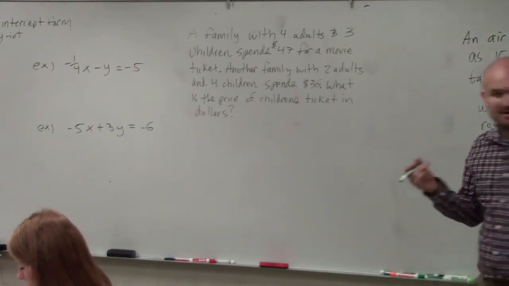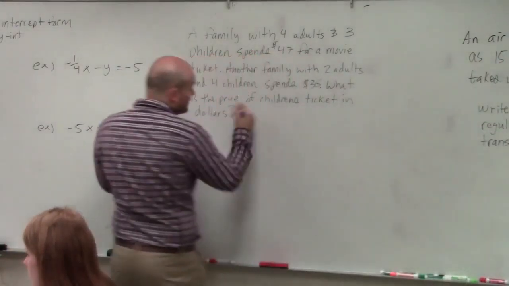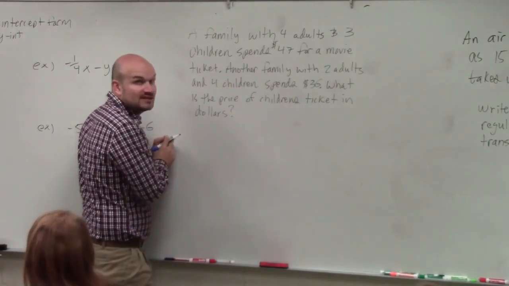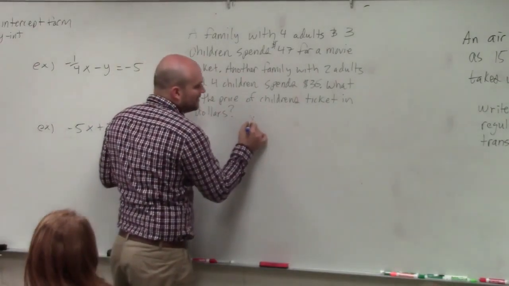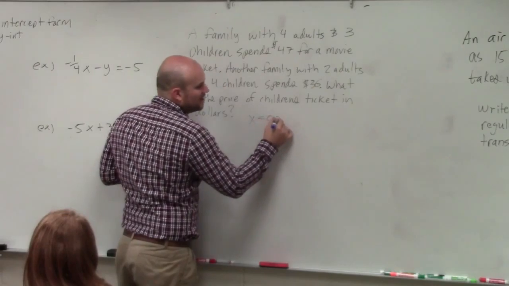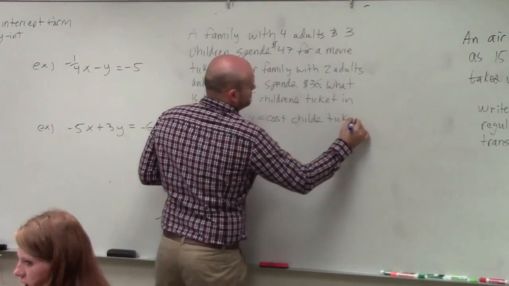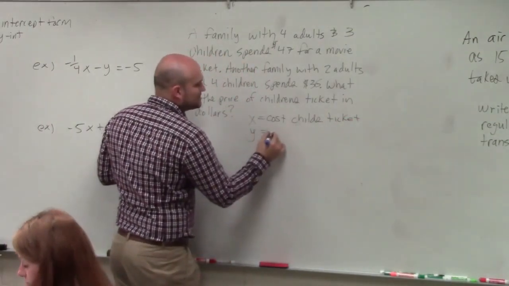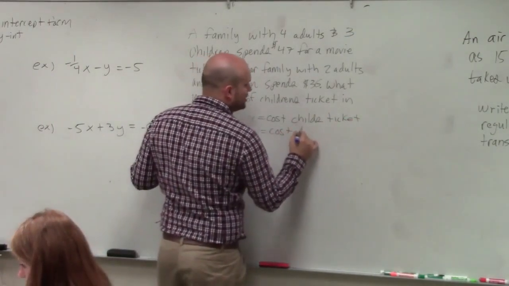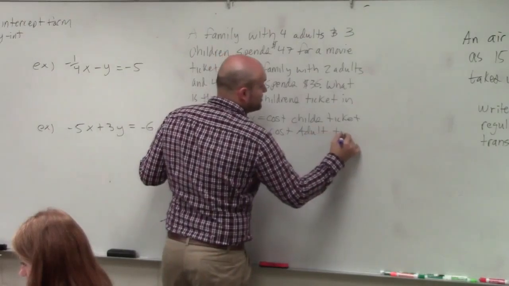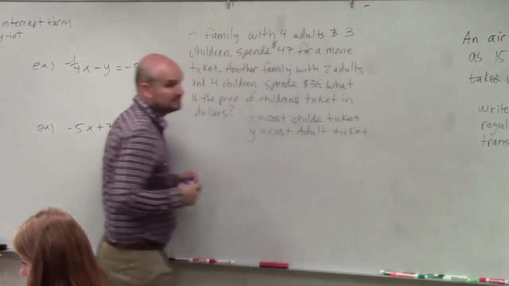So again, we need to identify our variables. Now, they're only asking for what the child ticket costs. However, we know that x is the cost of a child's ticket, and y would represent the cost of an adult ticket. So there's going to be 2 variables. Do you guys agree with me?